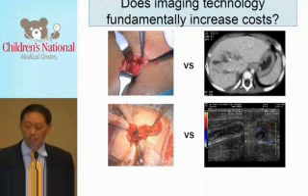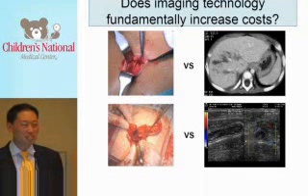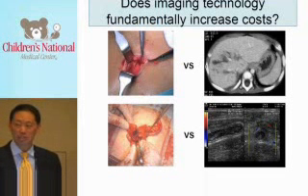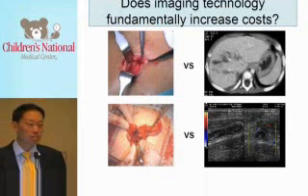Appendicitis, another great example. When I was training, 25% false positive rate was normal. You go in, right lower quadrant pain, vague symptoms, and it's a normal appendix. Well, 1 out of 4, no problem. It is very, very rare now, working with our surgeons, for this to happen.